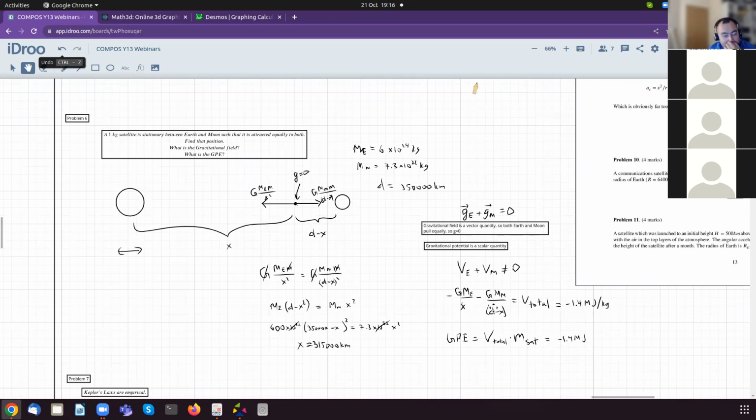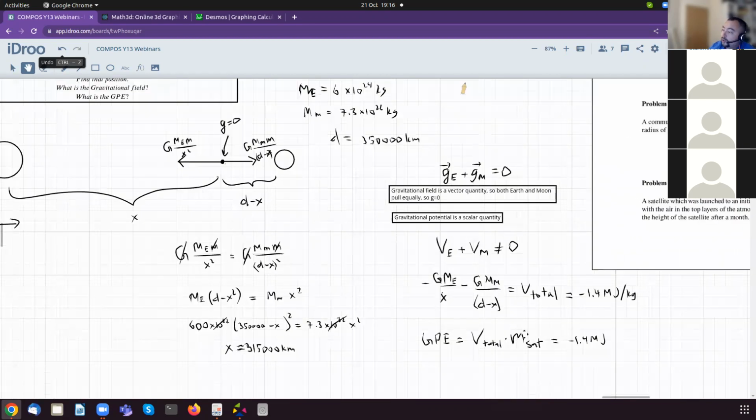So what does that mean? That means if you give it 1.4 megajoules of energy, it will have enough energy to reach infinity and stop. Well, what does that mean, reach infinity and stop? Well, it doesn't mean anything. But that means it has enough energy to leave the Earth Moon system pretty much and drift into infinity at an ever decreasing speed.